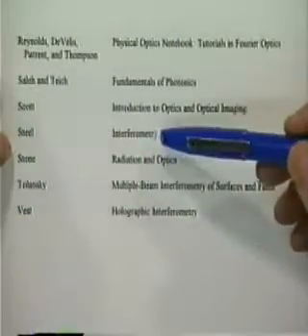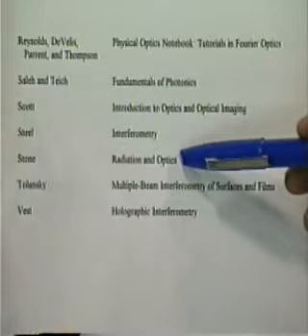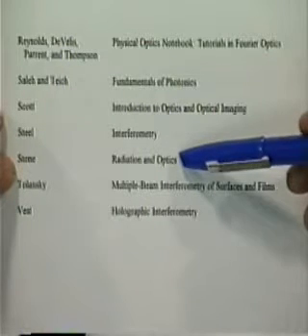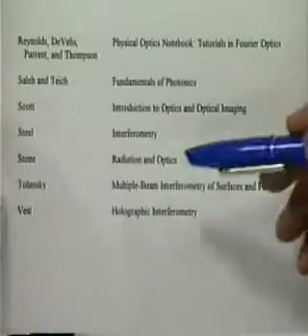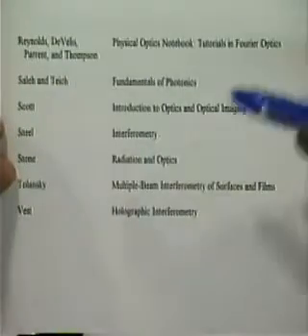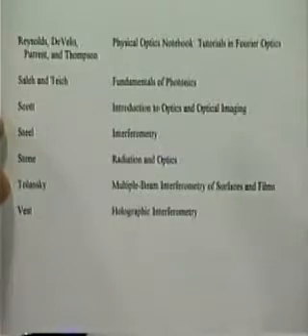Steel's book on interferometry. There are 2 editions of this. The second edition is the one I would recommend. Very good book. Stone's book, Radiation and Optics. This is an old book. It's a book that I used when I was a senior in college, and so I keep it on the list. But it has some nice stuff in it on Fresnel diffraction, which I like very much. When we talk about Fresnel diffraction of circular apertures, we'll use some material from Stone's book.